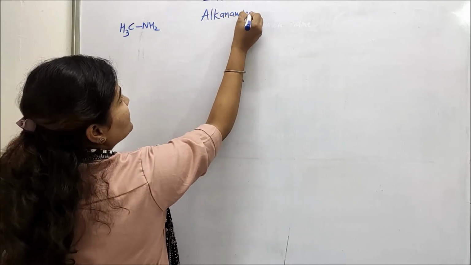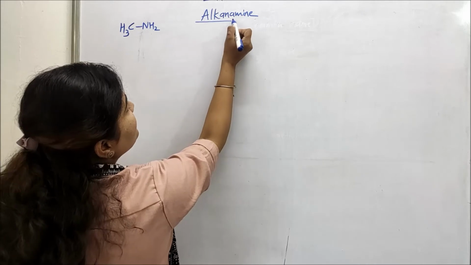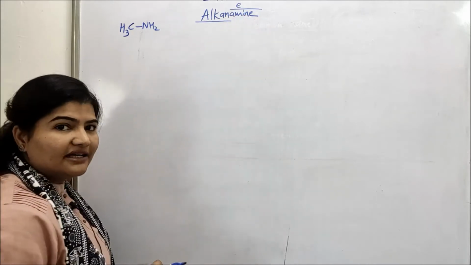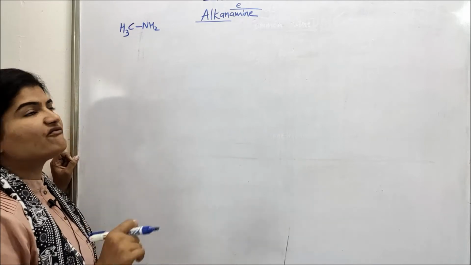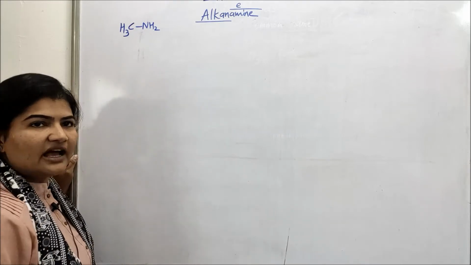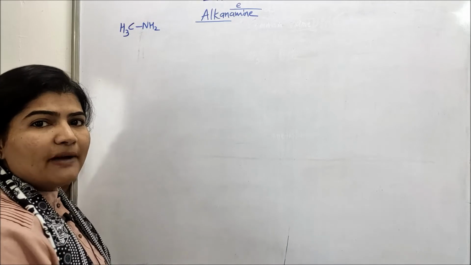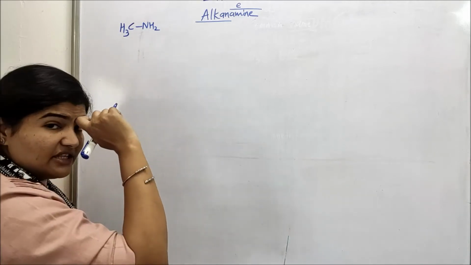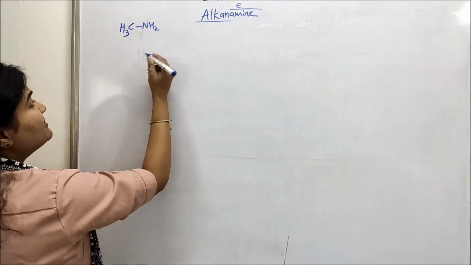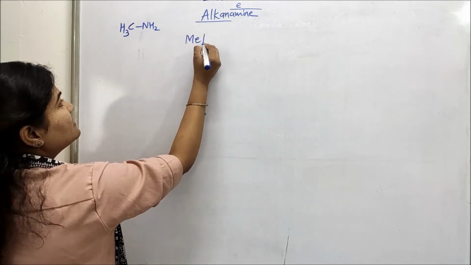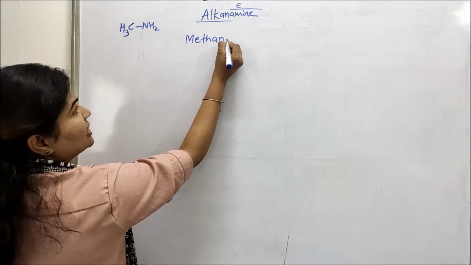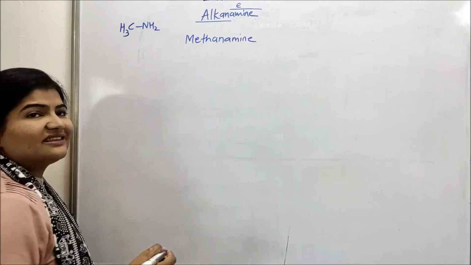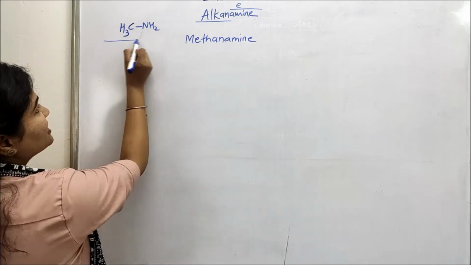So in the IUPAC system, what we are going to do is name it as alkanamine, and as you can see, the E of alkane is replaced by the word amine. So we are going to use the suffix amine in case of IUPAC. So we will consider the parent alkane. Now here for CH3, the parent alkane is methane. For one carbon, the parent is methane. So what does the name become? Methane, and the E of methane is replaced by amine. So the name becomes methanamine for this particular structure.